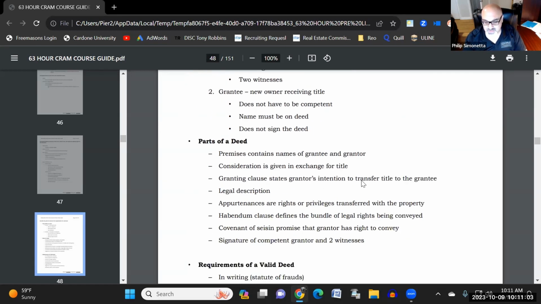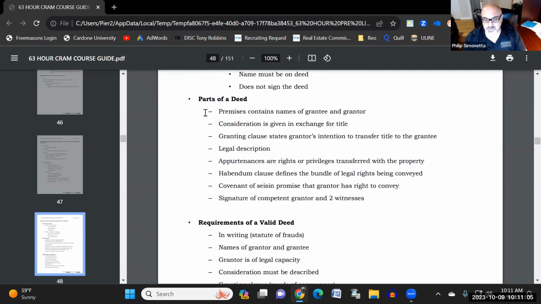And the parts of the deed. There's the premises, which contains the names of the grantee and grantor. The consideration is the amount in exchange for the title. The granting clause states the grantor's intention to transfer the title to the grantee. Then the legal description of the property. The appurtenances are rights and privileges transferred with the property. The habendum clause defines the bundle of legal rights being conveyed.